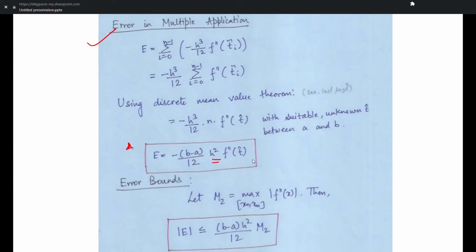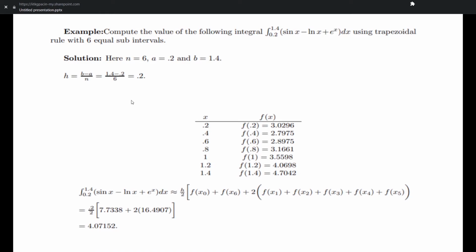Having this formula, we can get at least the upper bound because this t head is unknown. But what we can find here is the maximum value of this double derivative function in this interval. Let me denote that by m2, and we can say that the absolute value of the error is always less than or equal to (b minus a) h square by 12 times m2. So now let us look into an example.